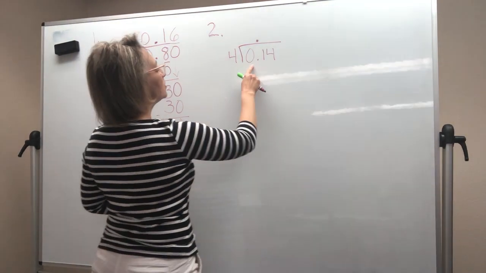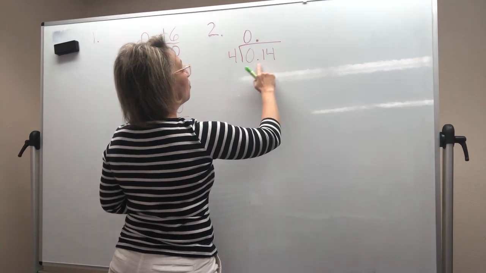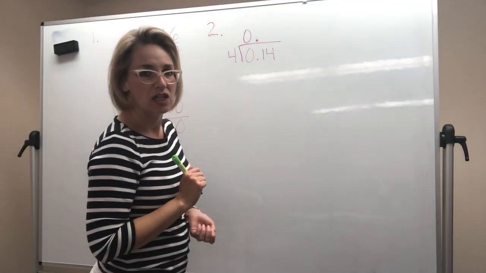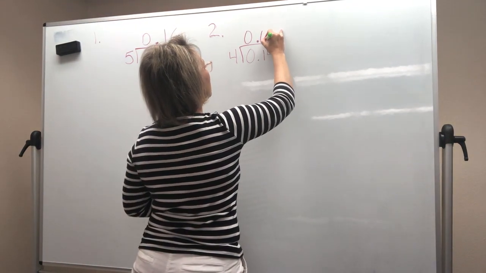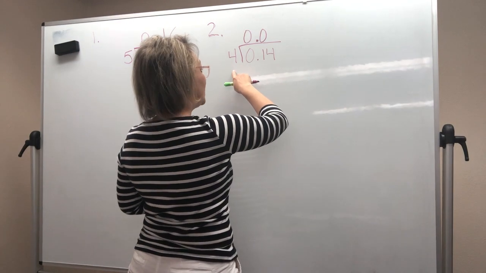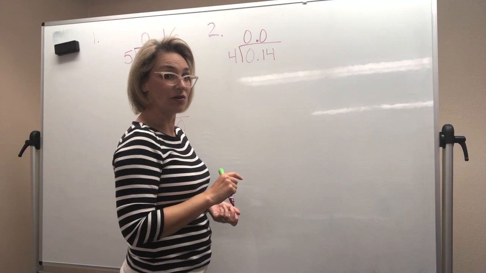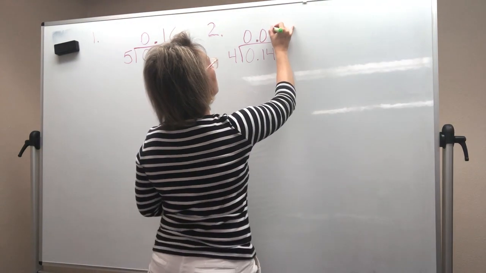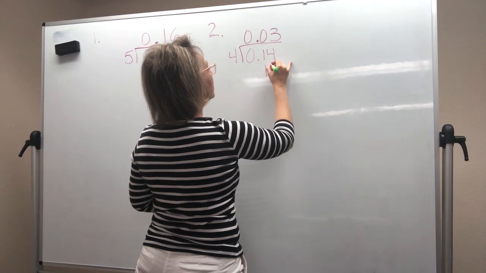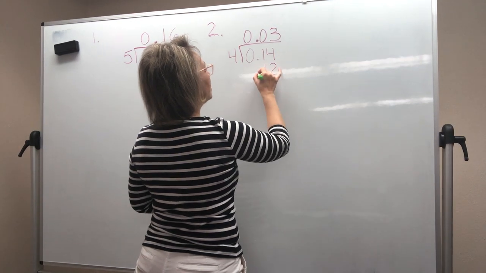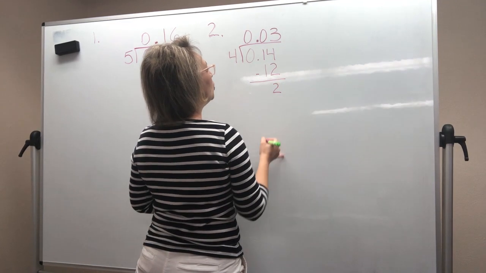Okay, 4 goes into 0 how many times? 0 times. 4 goes into 1 how many times? 0 times, because you can't fit 4 into a 1. So that's going to be a 0 also. Here we keep going. 4 goes into 14 how many times? Ooh, that one we can do. So 4 into 14 goes how many times? 3, because 3 times 4 is 12. Now I can subtract. 14 minus 12 is going to be 2.